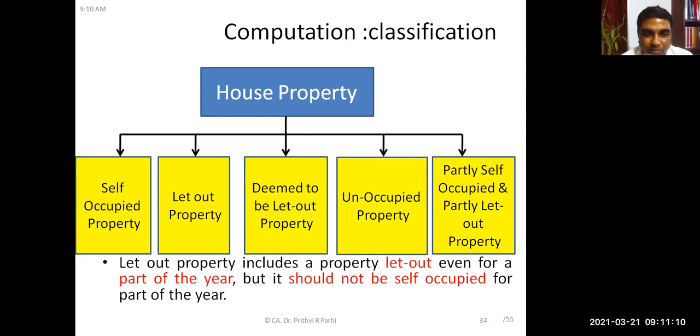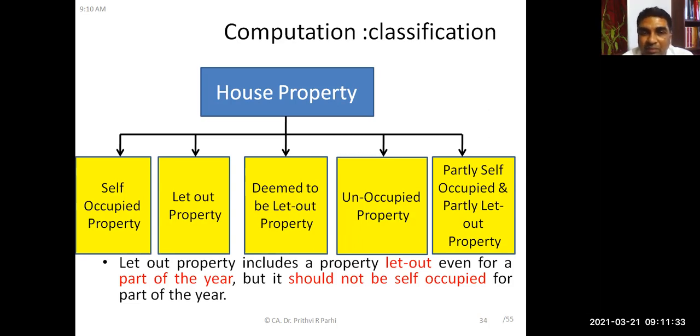Let out property. Let out means property is given on rent. Third case, deemed to let out. Deemed to let out means it will be assumed to be let out. Even if it might be self-occupied, it will still be assumed to be let out property.